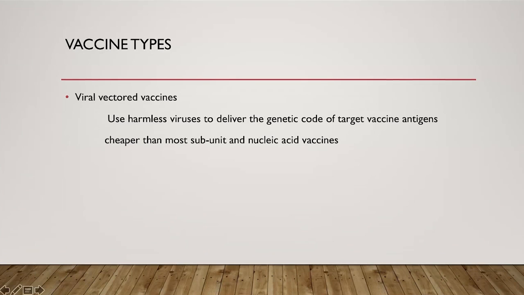Then the final one is the viral vectored vaccines. Here, they use a harmless virus to deliver the genetic code of a target vaccine antigen. And this virus is completely harmless. It will not cause any pathogenic problem in the host, but it will deliver the genetic code needed for producing target antigens. These are much cheaper than most subunit vaccines and nucleic acid vaccines. So in the future, viral vector vaccines might become a popular agent because of their cost-effective nature.